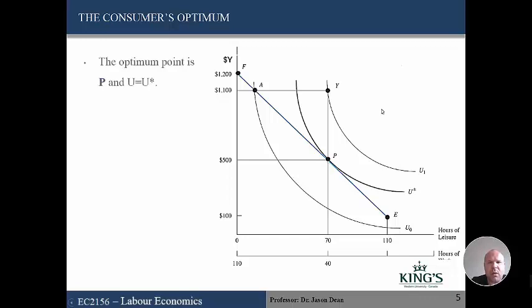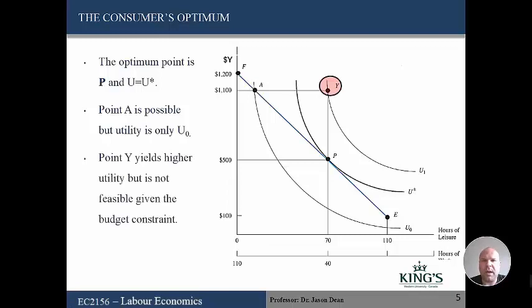Now, what would happen if they chose A instead? Because after all, A would give them a lot more money. If they're at point A, they would get $1,100 in income, and that's much more than $500. But why aren't they choosing that point? Well, that point gives them lower utility. And that's because although they're getting more money, they're also having to work much more.